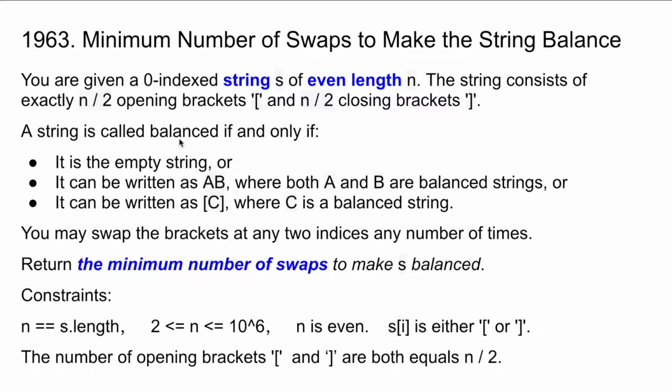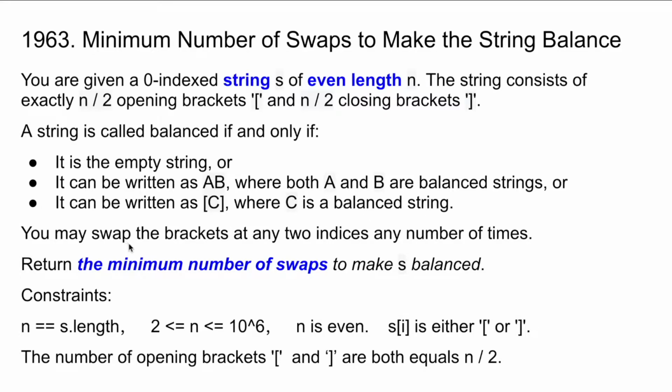A string is called balanced if and only if it is the empty string, or it can be written as AB, where both A and B are balanced strings. Or it can be written as C in a bracket, where C is a balanced string.